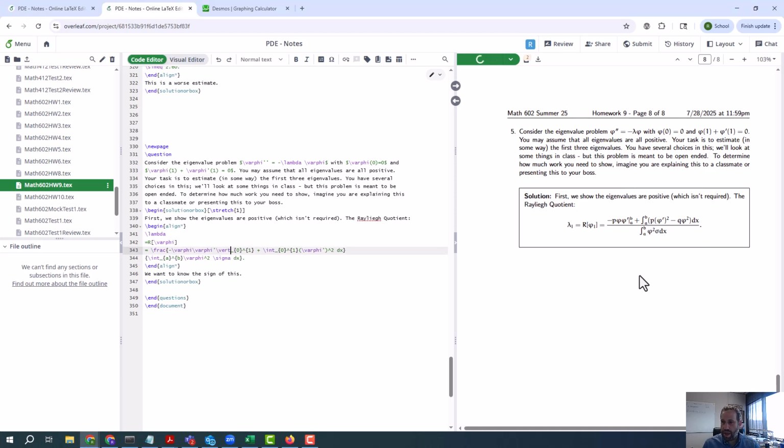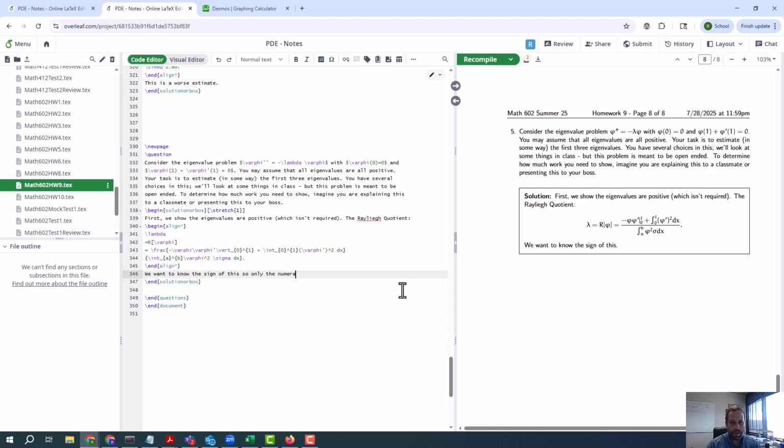Okay, so now let's look to see what we have. We want to know the sign of this, so only the numerator is relevant, because the denominator is always positive, and sigma is equal to 1. We don't care about what the denominator is. For this problem, no matter what the denominator is, it's positive, so that's not going to change the overall sign. Okay, the numerator. What's the numerator going to be?